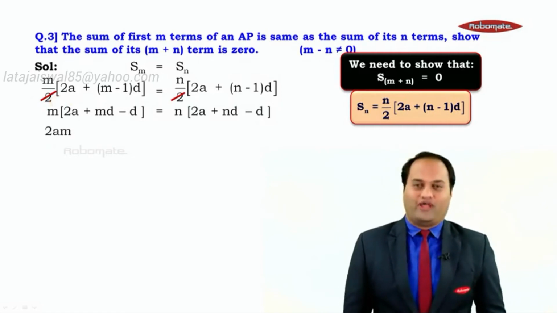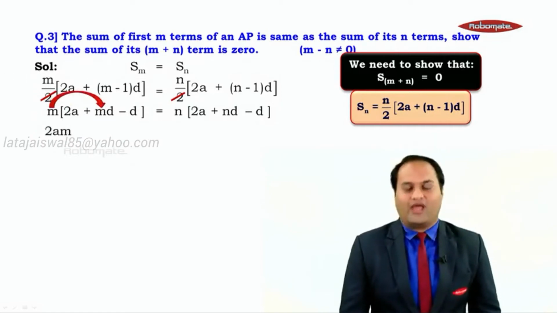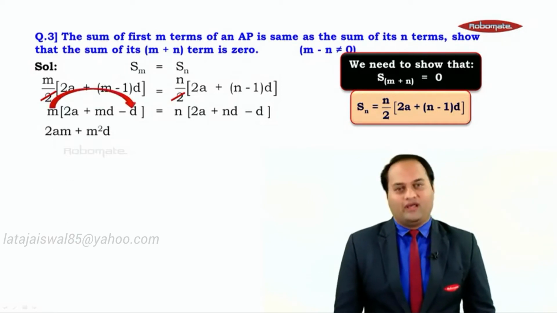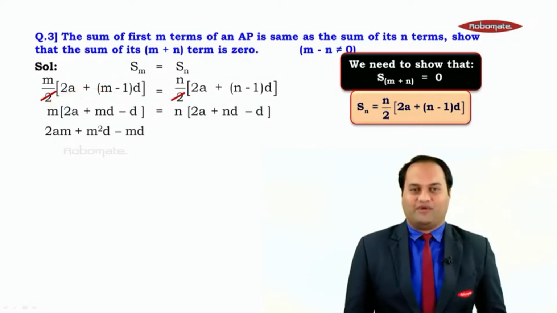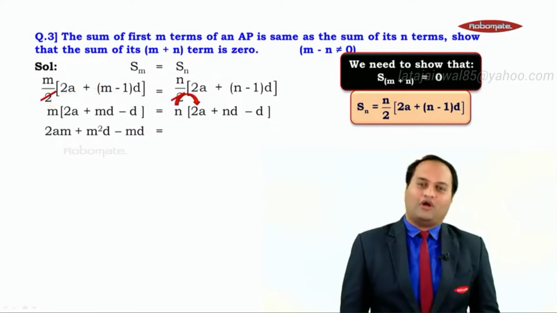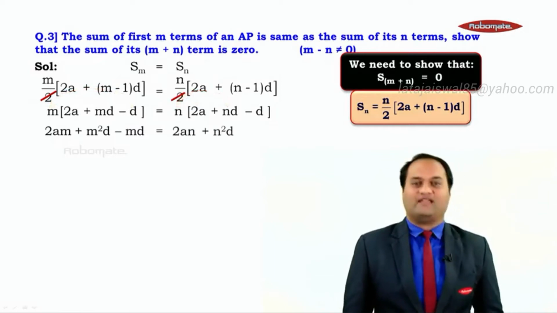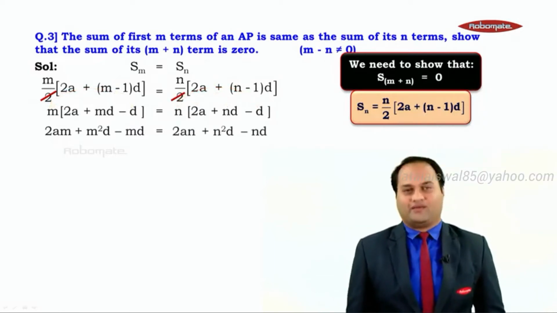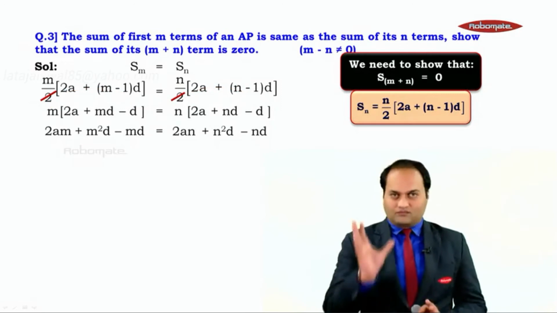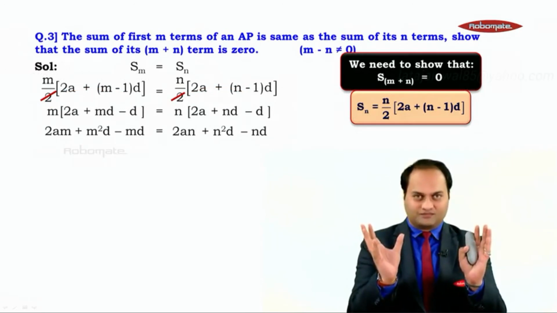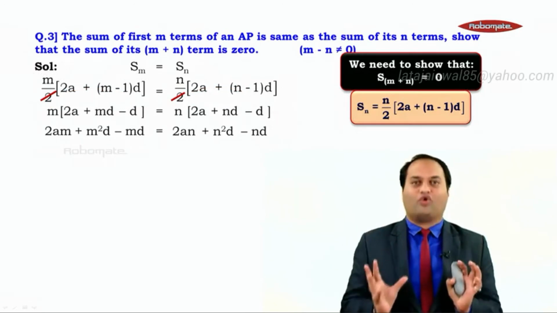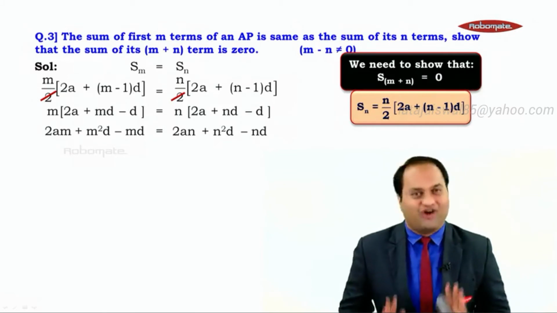m into 2a is 2am. m into md is m square d, and m into d is minus md, is equal to 2an plus n square d minus nd. Wrote the formula. Open the small bracket, open the big bracket. This is what we have done so far.